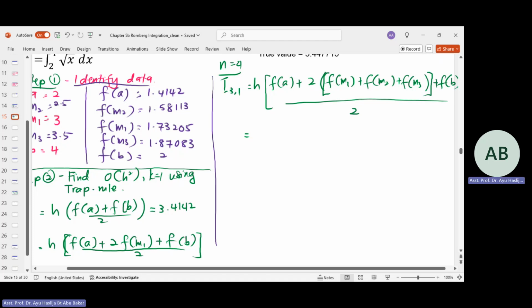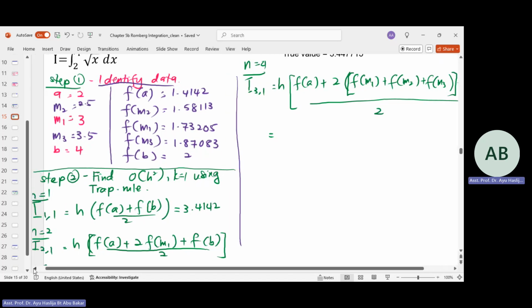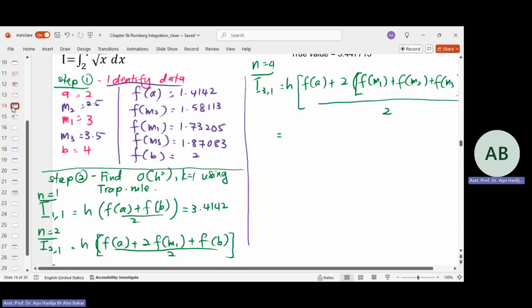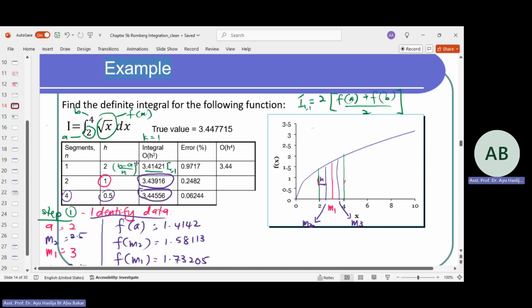For the step size, we take the highest n, which is 4, and adjust it for each segment. Okay, remember that we should find each I. Each I, we need to find the integral value, right? So each I has its own H.